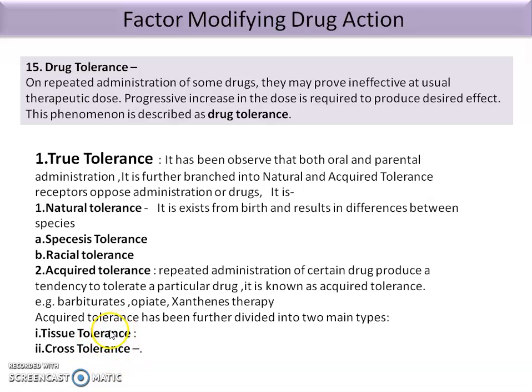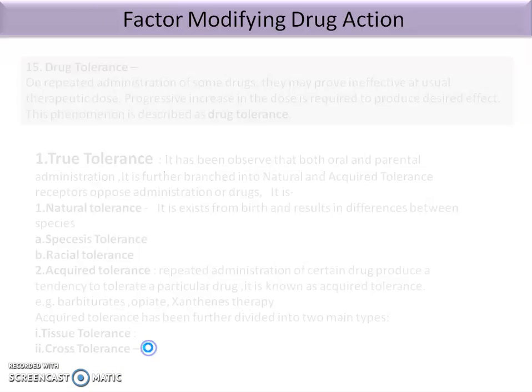In tissue tolerance, our tissues tolerate a certain kind of drug, and cross tolerance is for when there are two drugs: if we administer them, they give tolerance because of the presence of each other.